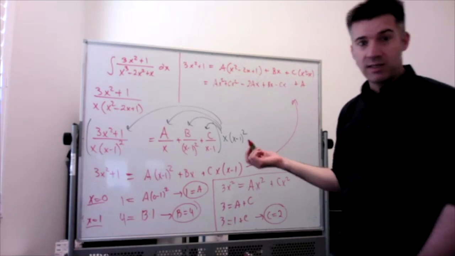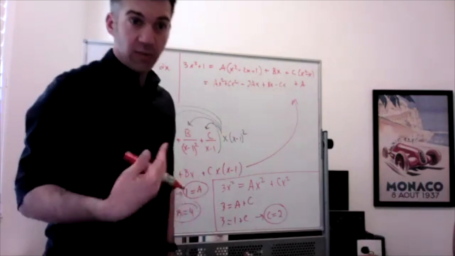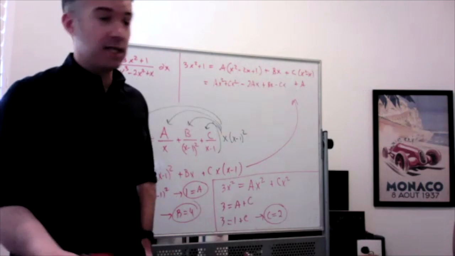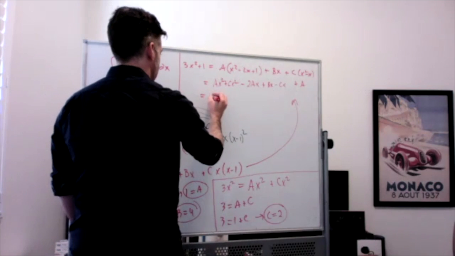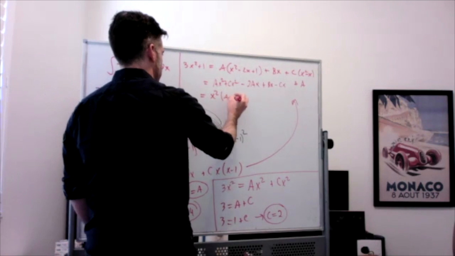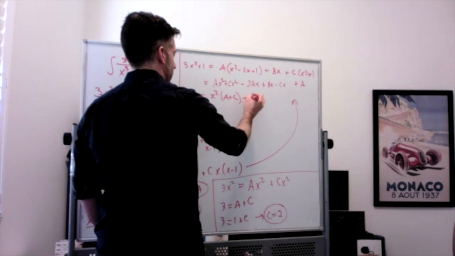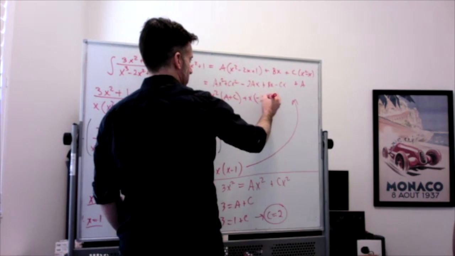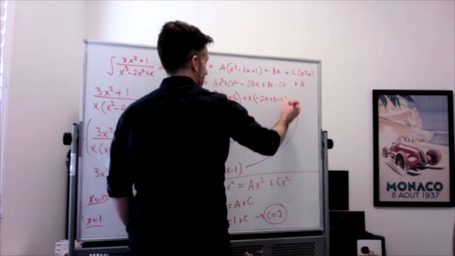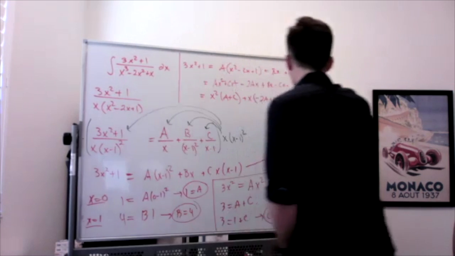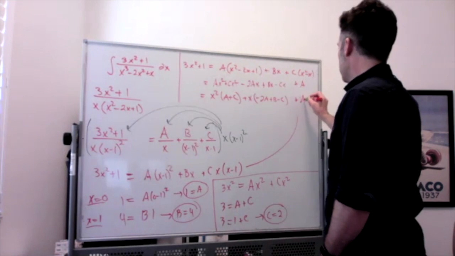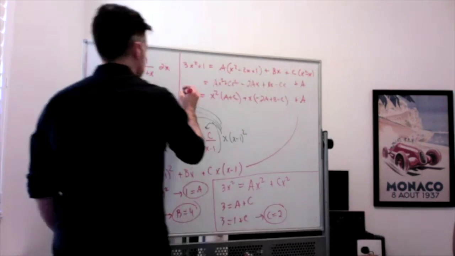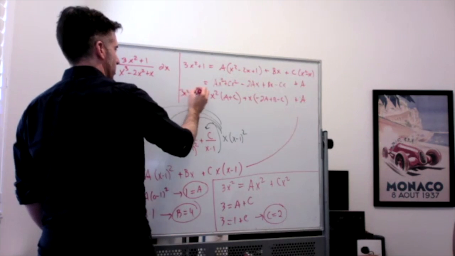So if you want to write this in the normal polynomial way where the powers of x are descending, this would be x squared times (a plus c), plus x times (negative 2a plus b minus c), and then plus a. And this has to equal 3x squared plus 1.